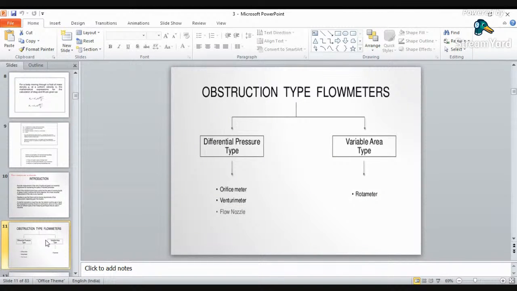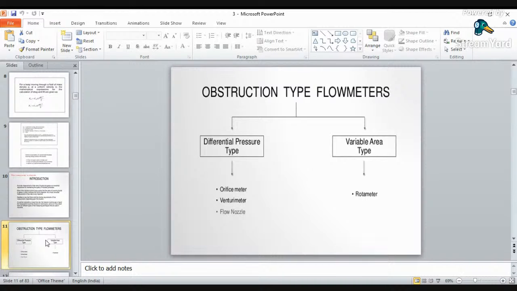So there are two types of flow meters, or you can say measuring devices. The first one is called the differential pressure meter, or differential pressure type, which is based on the principle of measuring the pressure drop between the inlet and the outlet. A very basic principle used for measuring flow rate in the differential pressure type is Bernoulli's theorem. All the equipment that comes under the differential pressure type is based on Bernoulli's theorem.